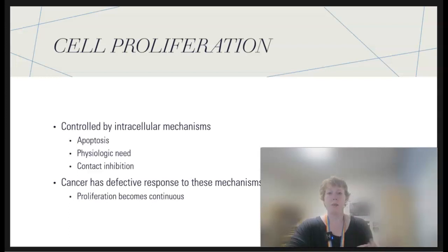Cancer has some sort of defective response to one or more of these mechanisms, and then proliferation just becomes continuous. They still proliferate at the same rate as normal cells, but it's just not controlled, so it just continues to divide and create.